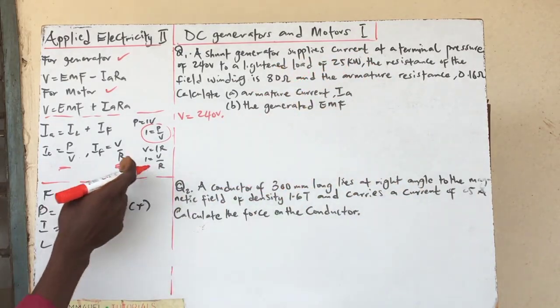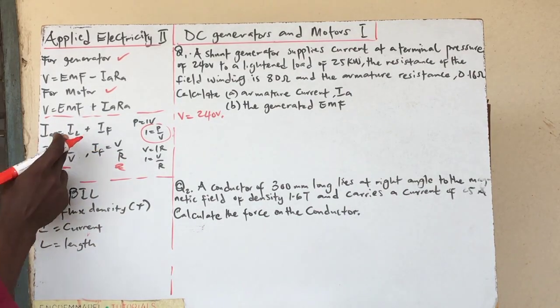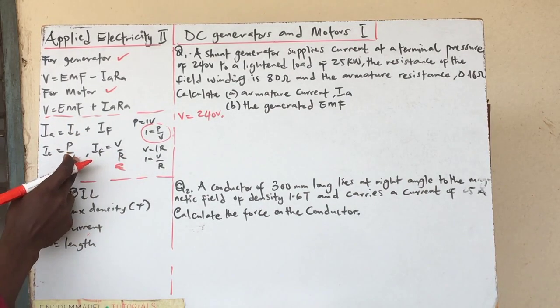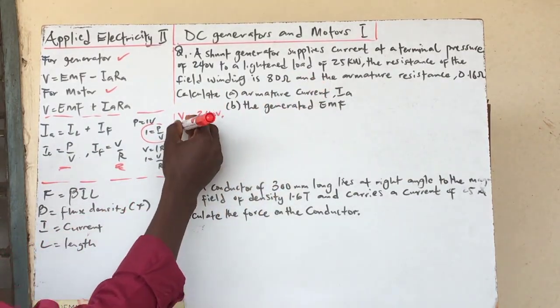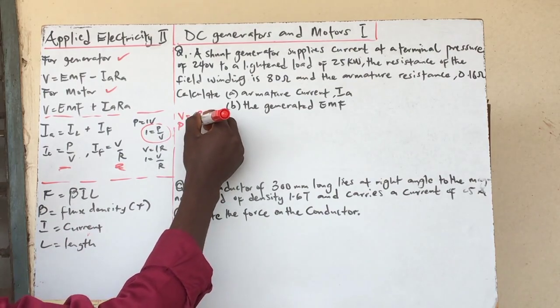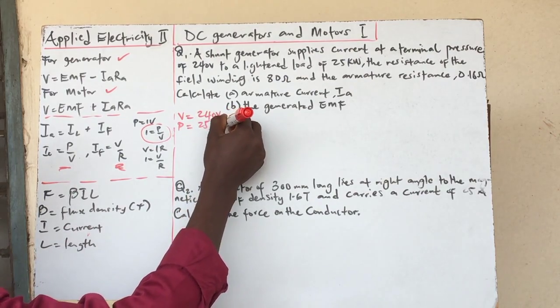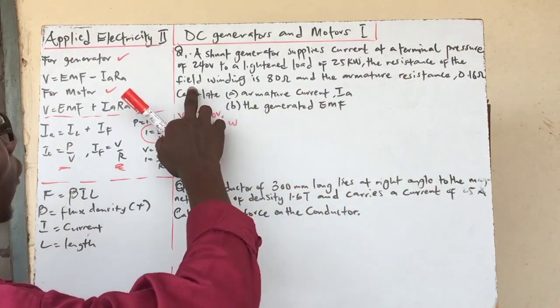I told us here that you might not be given the IL, but you'll be given the power and you'll be given the voltage. Now you see that it has to do with load here. So you'll be having your power. Your power is 25,000 watts. Now let's go on. Now the resistance of the field winding.